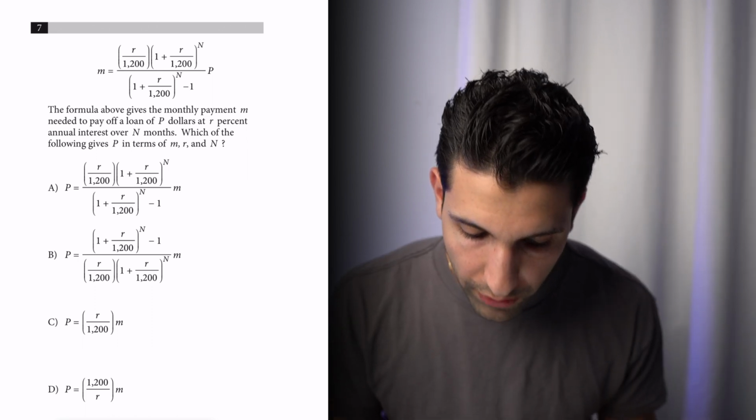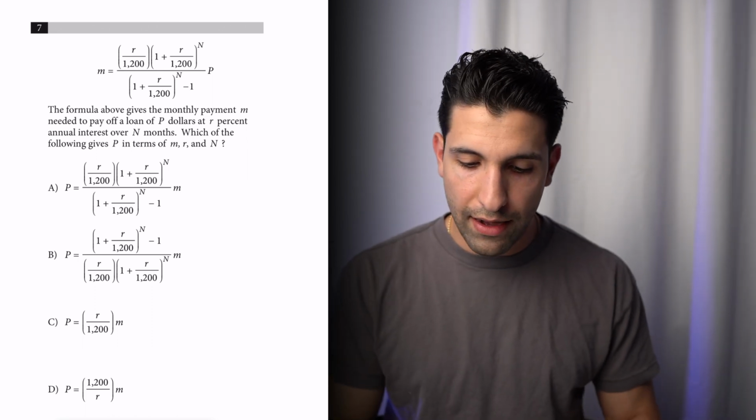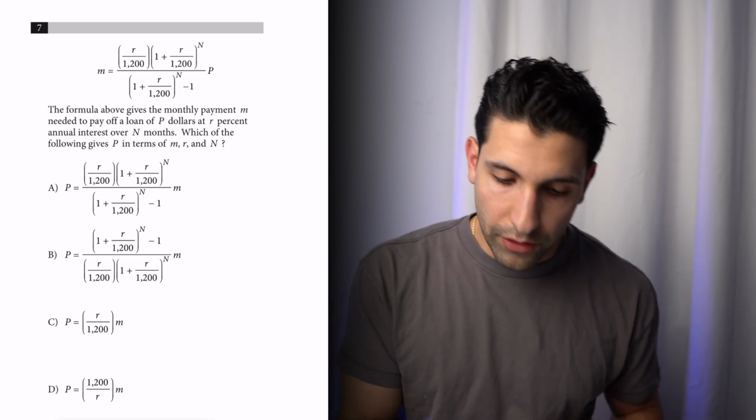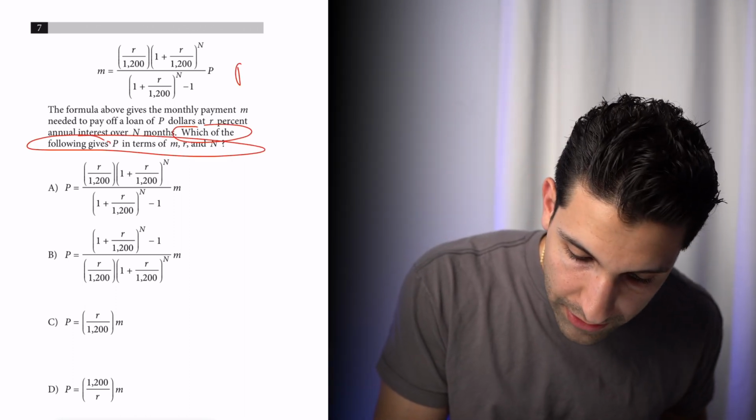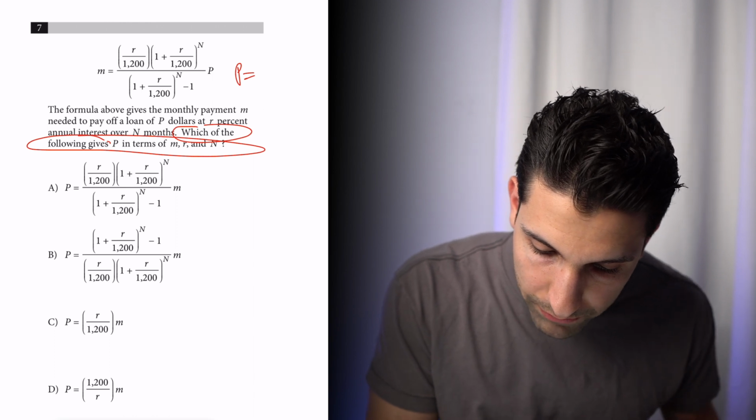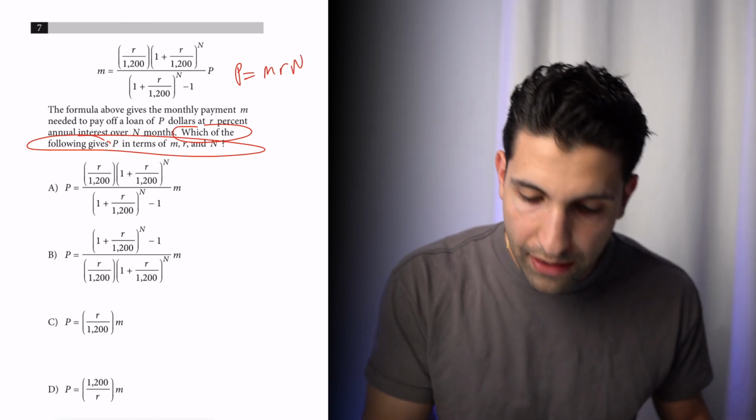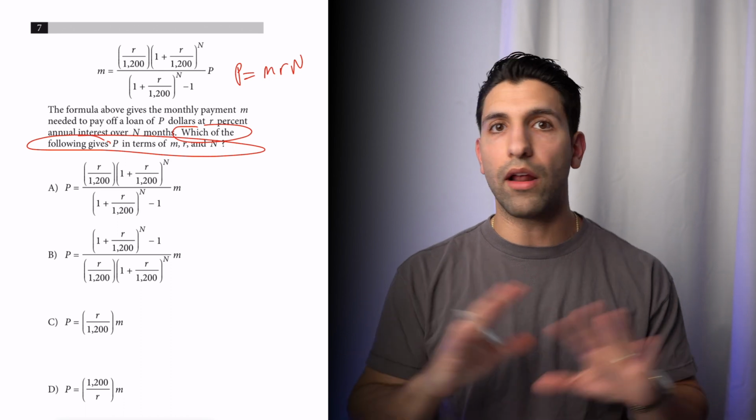So now it says, which of the following gives P in terms of M, R, and N? So I am going to circle this here. So I know that P needs to be over here and it needs to equal something with an M, R, and an N on the other side. So I know that right off the bat.